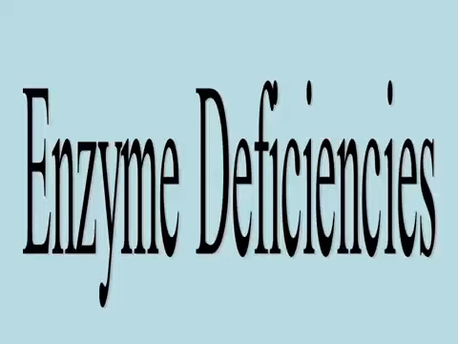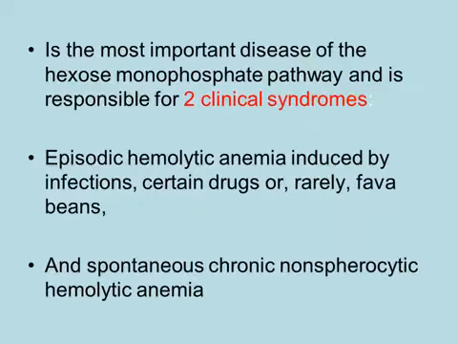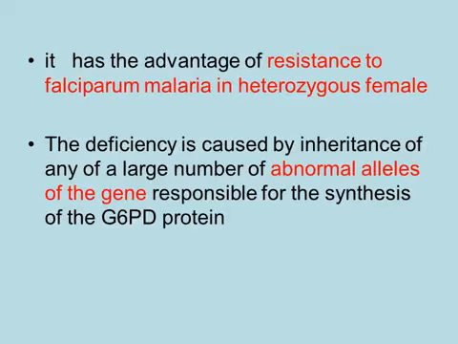Another cause of congenital hemolytic anemia is that caused by enzyme deficiencies, and the best example and the commonest in our country is glucose 6-phosphate dehydrogenase deficiency. It is the most important disease of the hexose monophosphate pathway and is responsible for 2 clinical syndromes: episodic hemolytic anemia induced by infections, certain drugs, and favism, and spontaneous chronic non-spherocytic hemolytic anemia.